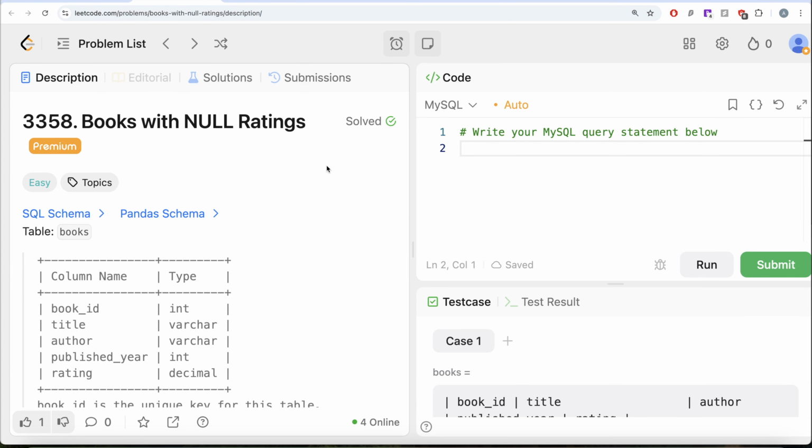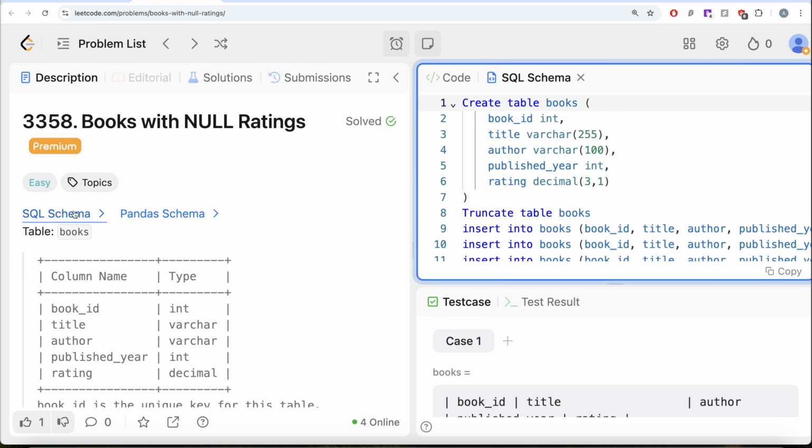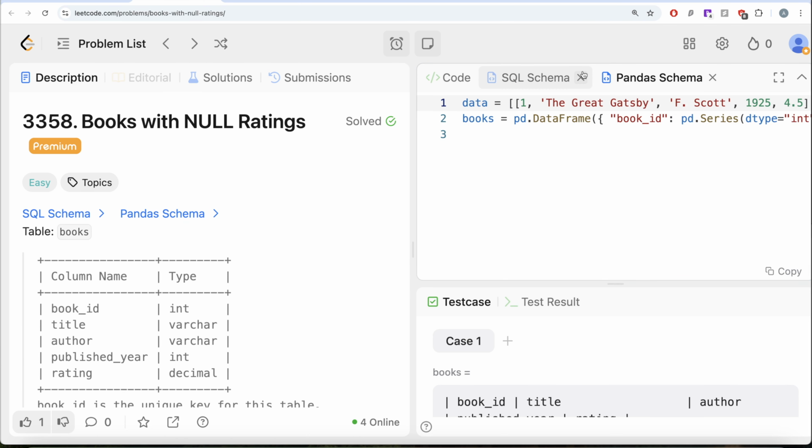This channel, Average Science, is all about trying to learn various concepts of Average Science by practicing a lot of questions. In this video, we are going to solve this question on Leetcode regarding books with null ratings. The difficulty level of this question is easy, and I am going to share the SQL schema as well as the Panda schema in the description box below.